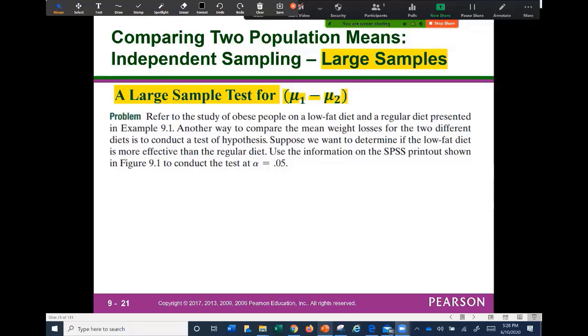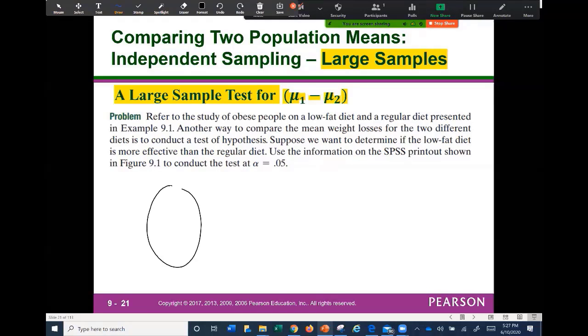We use the information on the SPSS printout shown in Figure 9.2 to conduct the test of hypothesis at alpha 0.05. Remember, alpha is the type 1 error, the significance level, the risk that this researcher is willing to take to make a type 1 mistake. 0.05 is the type 1 error, the probability of rejecting the null hypothesis when the null hypothesis is true.